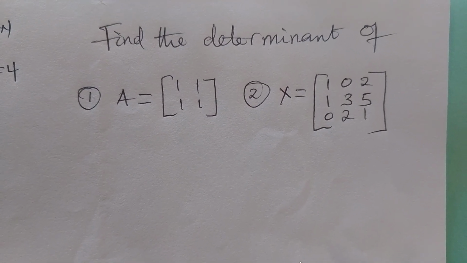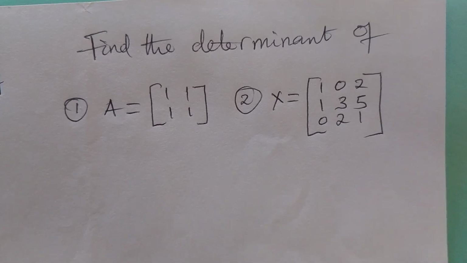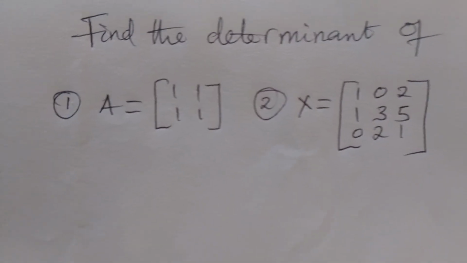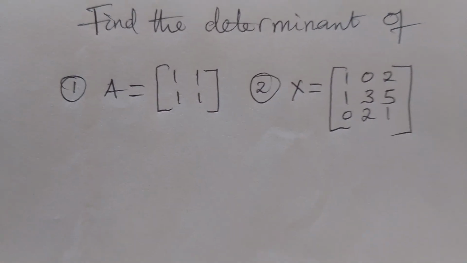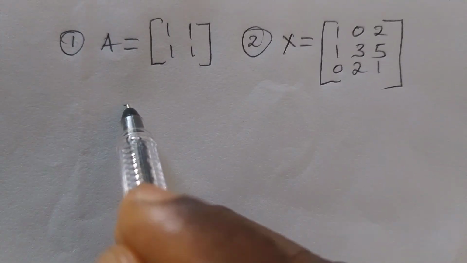Find the determinant of A, which is a 2 by 2 matrix with entries 1 1 1 1, and number 2, X, which is a 3 by 3 matrix. Then how can we find the determinant of these? It is very simple, very easy. So, solution.